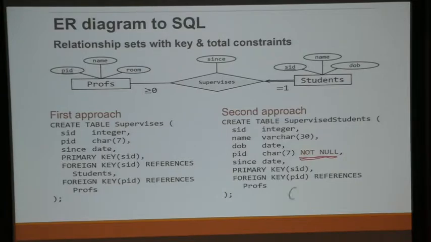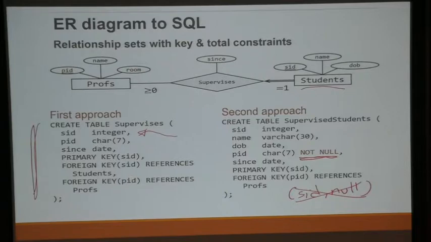So now this one is not allowed at all. Every SID must have a corresponding PID. But if you look at this SQL, look at this table, what's going to happen is that the total constraint is not actually going to be captured. And the reason why it's not captured is because you are not enforcing that every student, every SID must appear here.